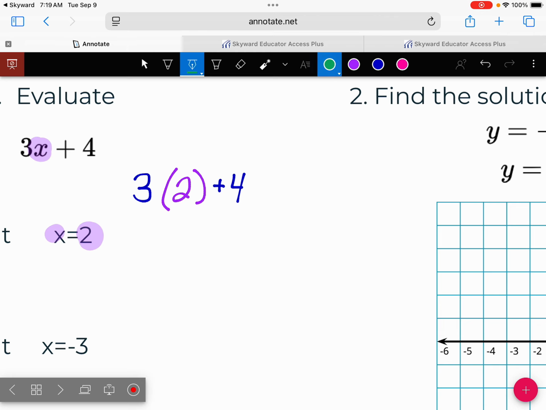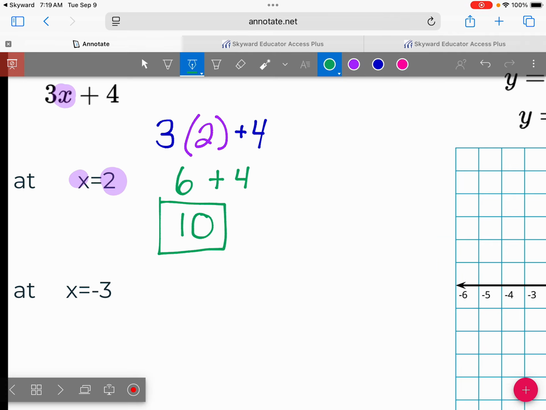What are we going to do first? 2 times 3. That's going to give us a 6. Plus 4. Which means when x is 2, our answer here is 10. We substitute the pieces in, and then we're going to simplify. We do the same thing for our x equals negative 3. If I know x equals negative 3, I can substitute that in place of the x.